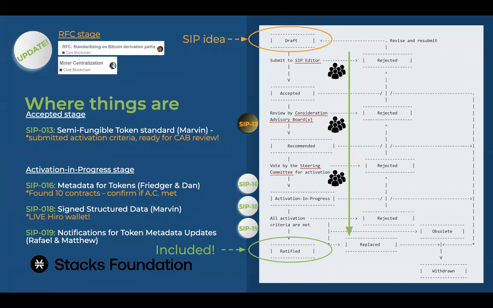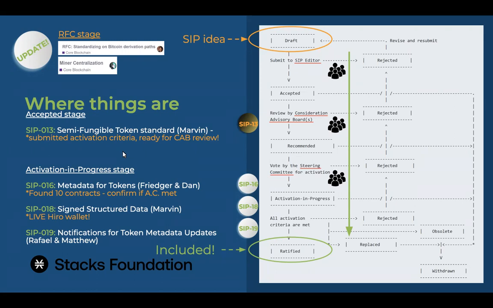So just to give everybody an update on the SIPs in the pipeline that are towards a later stage. Among those being accepted, SIP 13 needs to be reviewed by the consideration advisory boards, which we have now. We just need to activate them, and then they can review SIP 13, which is to do with the semi-fungible token standard. I think they are also trying to utilize that in the ecosystem DAO that Marvin is working on.